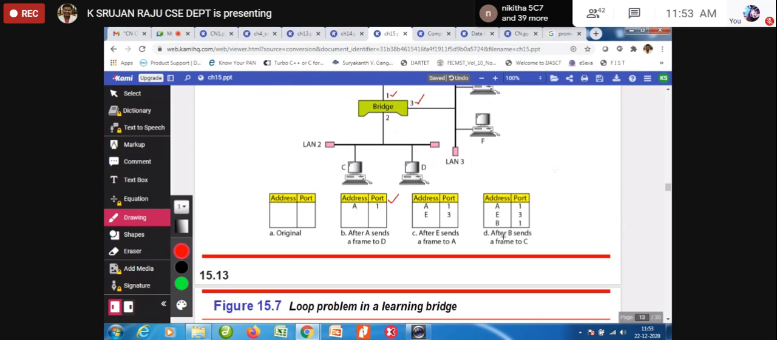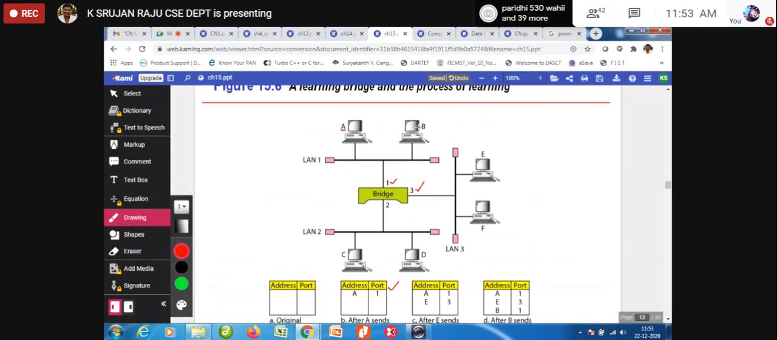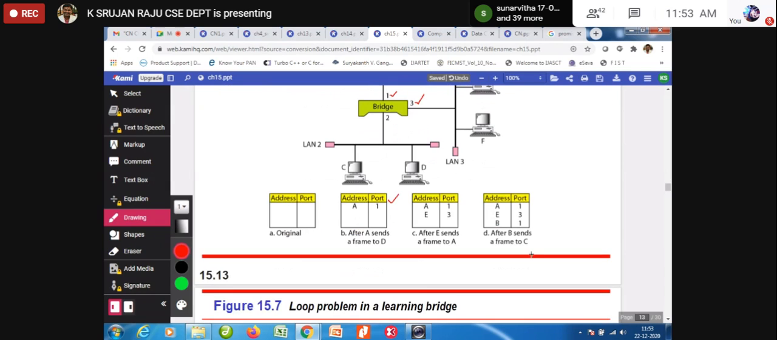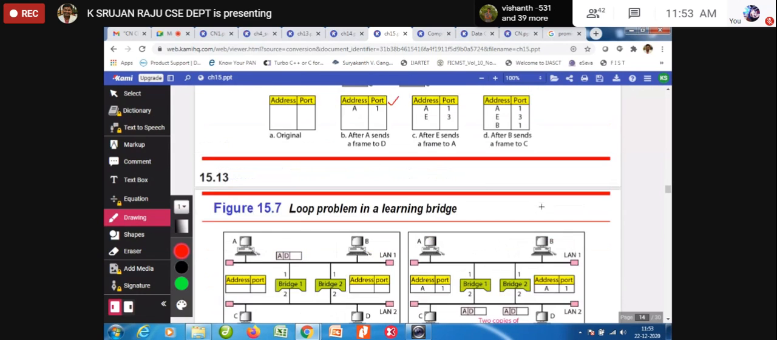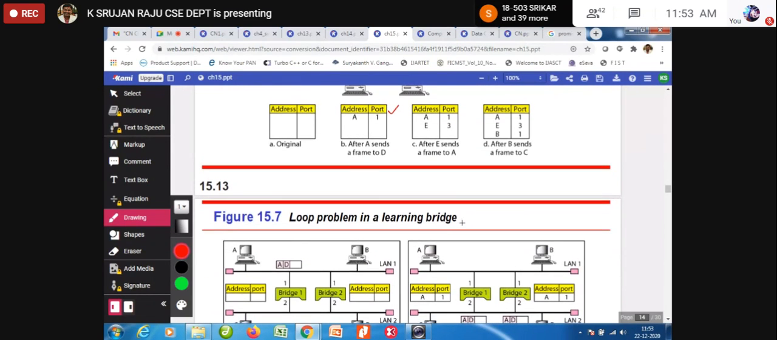Now after B sends the frame to C, B is over here and B is sending the frame to C. Now it understands that B is also connected to port 1 and makes an entry. So this is what is going to happen, but sometimes we have the loop problem in the learning bridge.